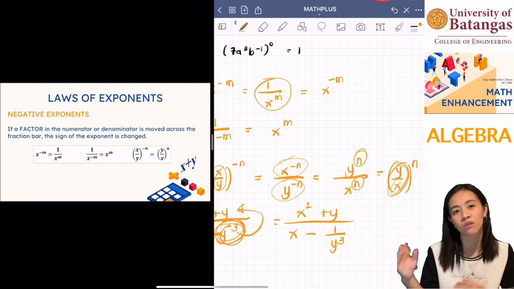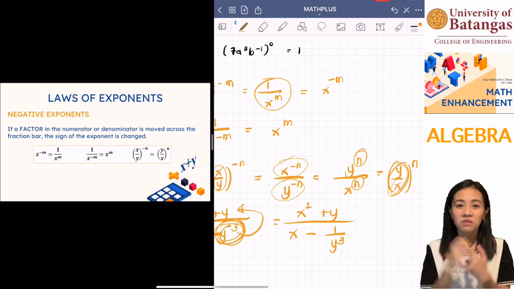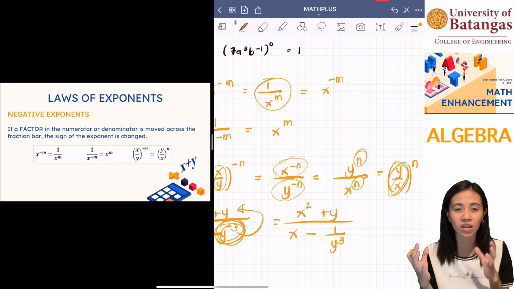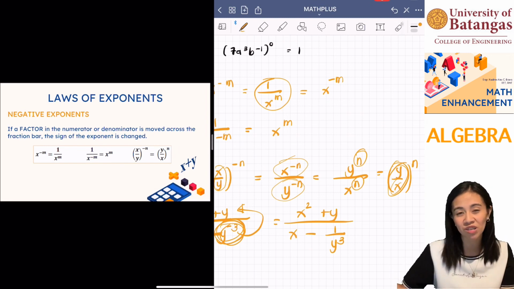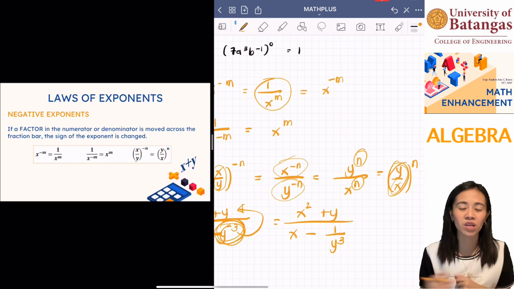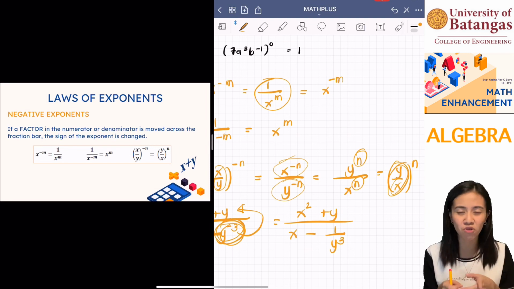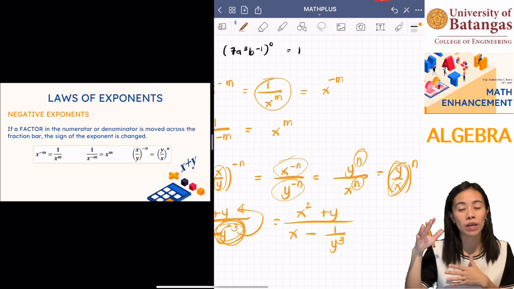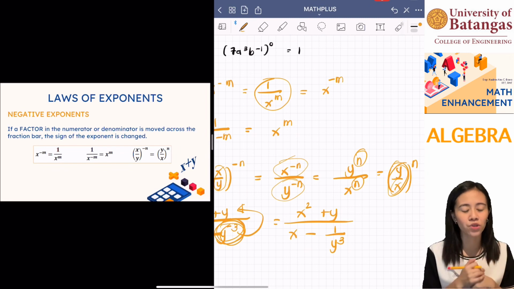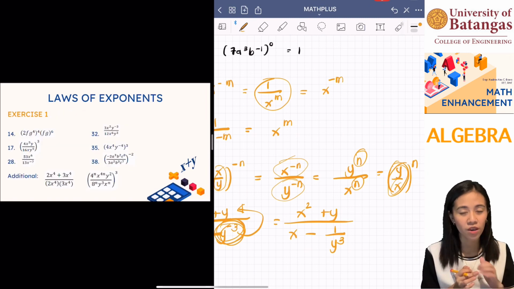So, hindi natin pwedeng palakdawin in the main fraction bar because first, they are not factored terms. Hindi sila finactor out from the rest of the terms that you have in the numerator or denominator. And then, secondly, they are not monomials. Ano nga? Ito binomial na to eh. So, hindi mo siya pwede basta-basta ilipat. Okay? So, yun. Those are your laws of exponents.